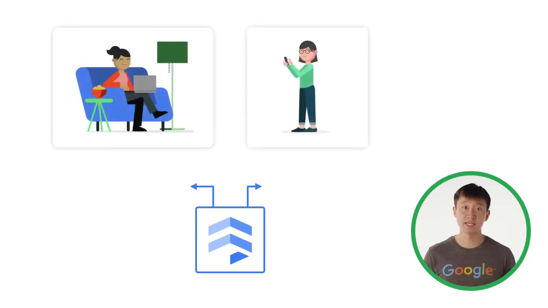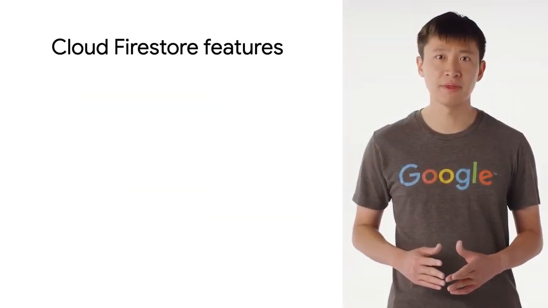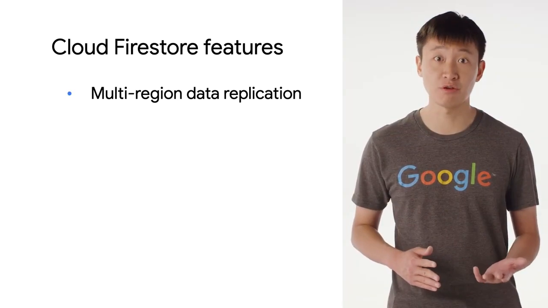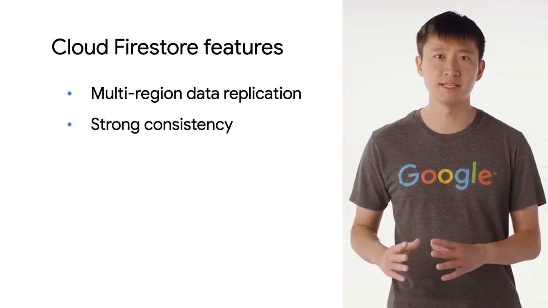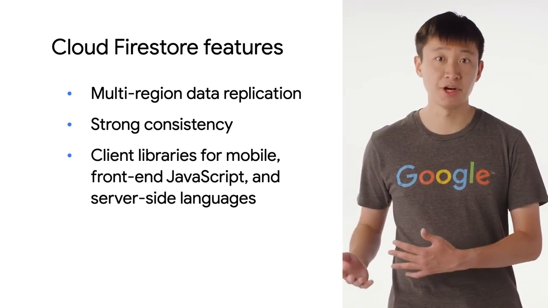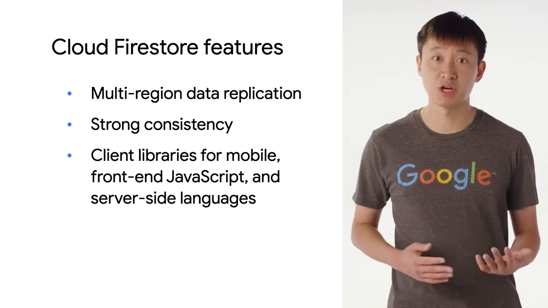Cloud Firestore has a real-time interface, which means that your users will be automatically updated in real time whenever the database changes. This makes Firestore popular for applications where data needs to be synced across users and devices, such as gaming leaderboards or collaborative whiteboards. Other key features of Cloud Firestore include multi-region data replication for reliability, strong consistency, and robust client libraries for mobile apps, front-end JavaScript, and server-side programming languages.